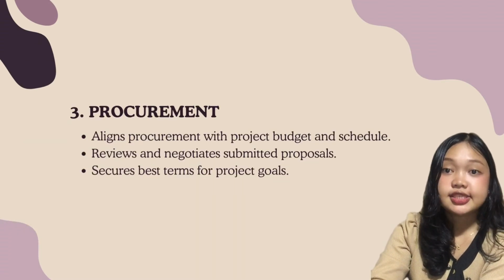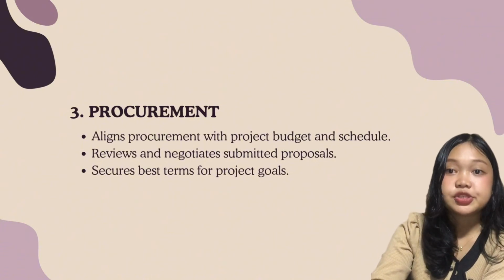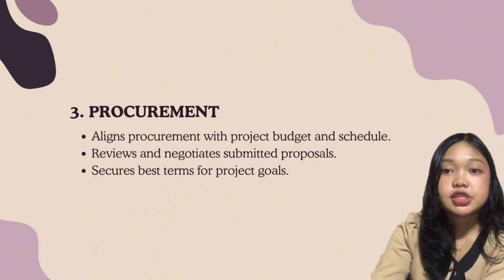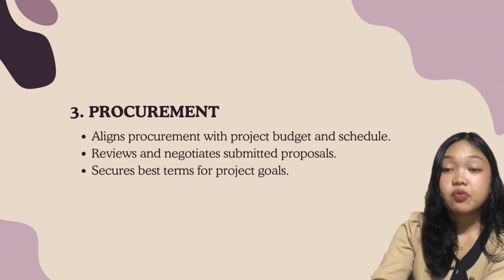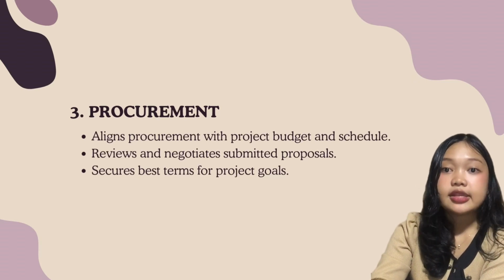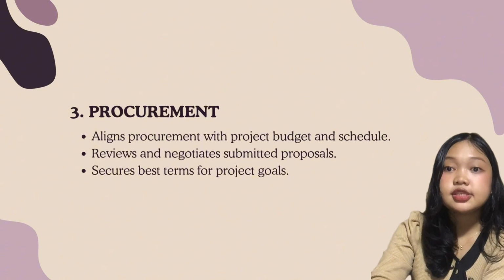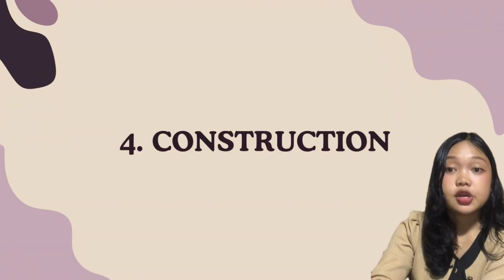Procurement. In this phase, the CM plans the procurement procedure for the construction equipment and materials in line with the project's budget and schedule. During bidding, the CM will review all submitted proposals and negotiate the best terms for the construction's goals and targets.